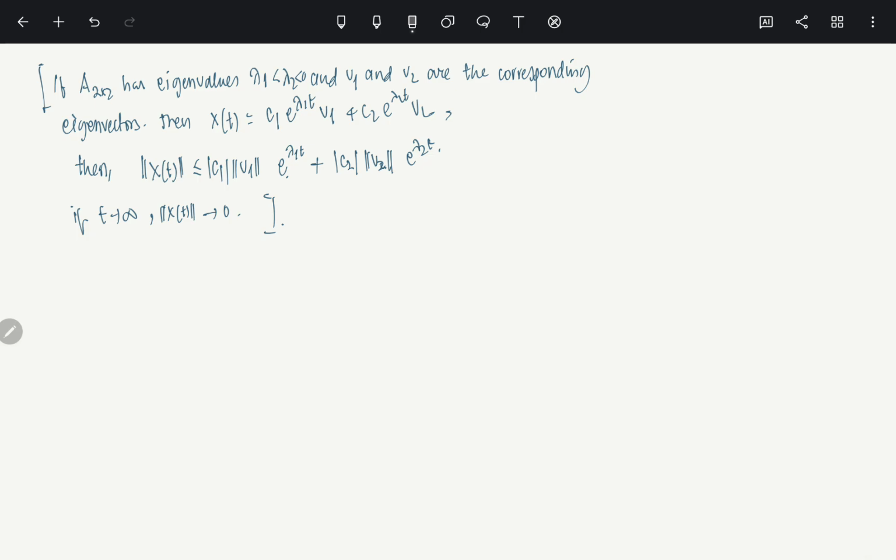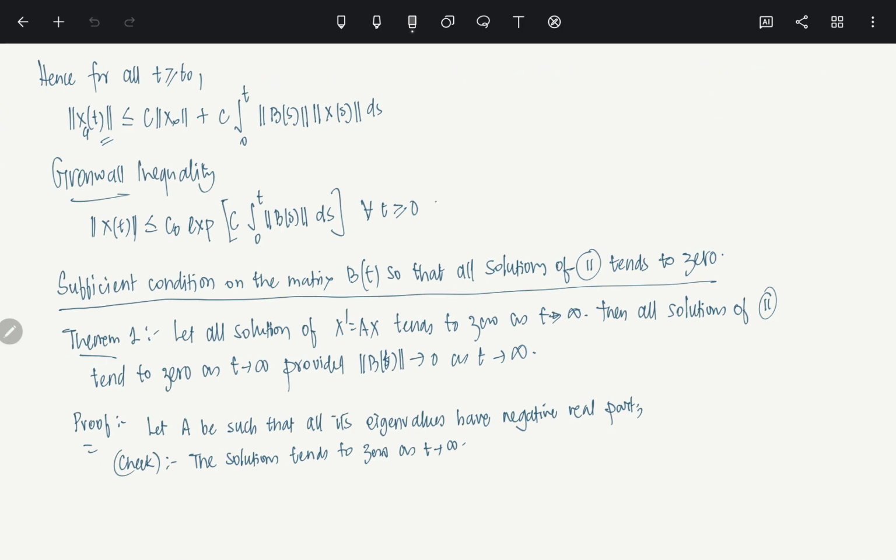Fine. So what do we have? We have that the matrix A has eigenvalues with negative real part. Then you can actually say that all solutions tend to 0 as t tends to infinity. That is given to us.